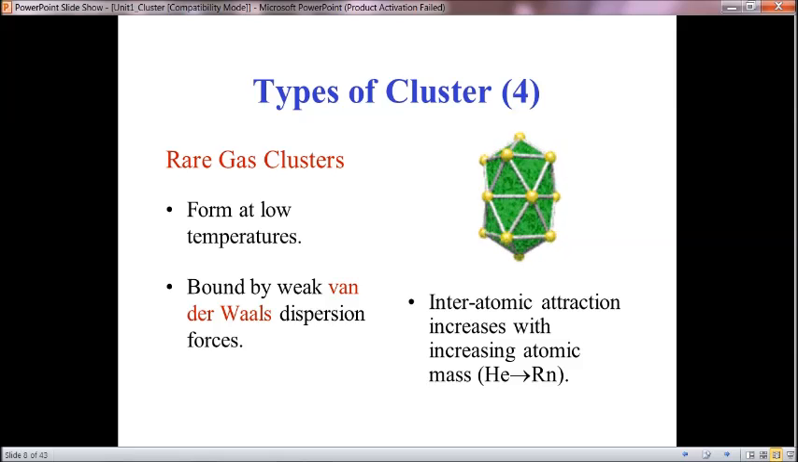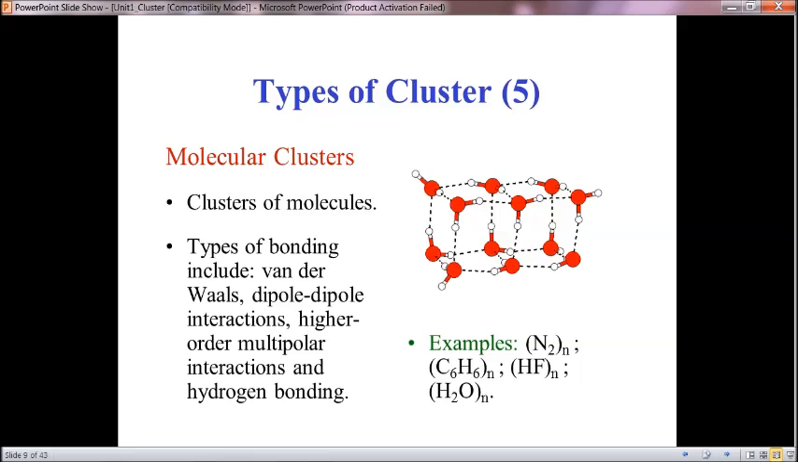Then the next type is rare gas clusters, which are formed at low temperature. They are bound by weak van der Waals dispersion force. Here the interatomic attraction increases with increasing atomic mass. Then the next type is molecular clusters. These are clusters of molecules. The types of bonding include van der Waals, dipole-dipole interaction, higher order multipolar interaction, and hydrogen bonding in this type. The examples are nitrogen, benzene, like that.